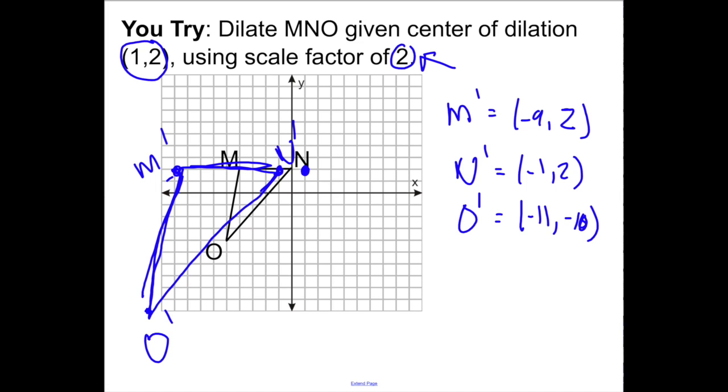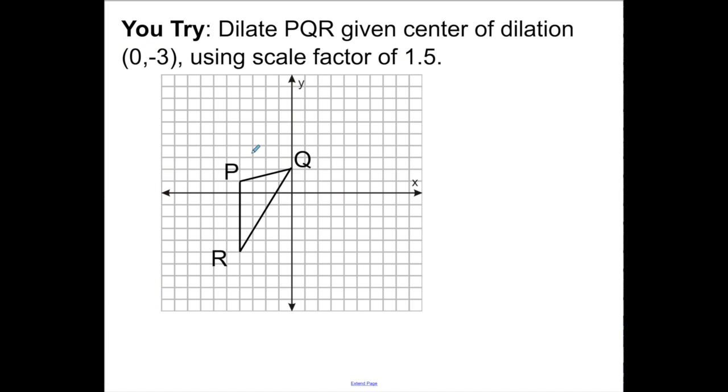Alrighty, so here we go, the last you try. So now I've got PQR with a center of dilation 0, -3, and a scale factor of 1.5. I'm going to again ask you to pause the video. Do your best to solve the problem on your own with graph paper if needed. And then in a second, unpause and I'll show you how to solve it.